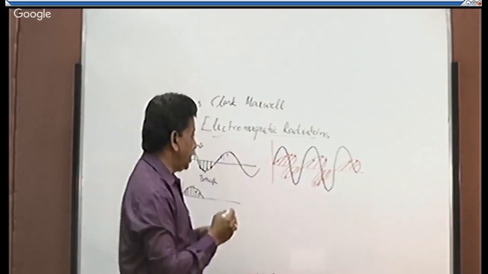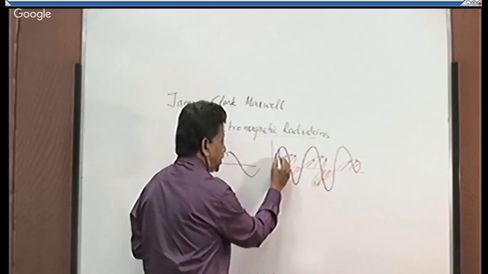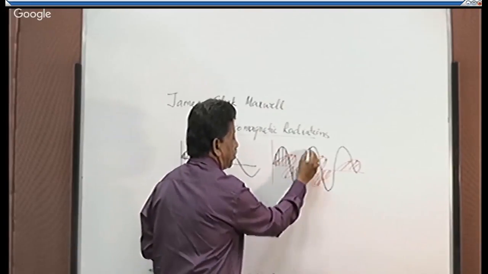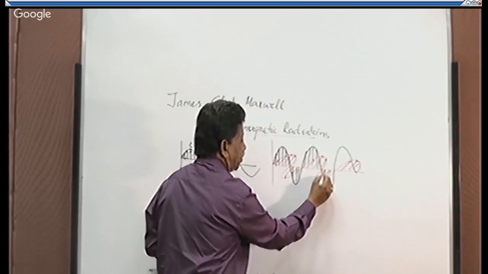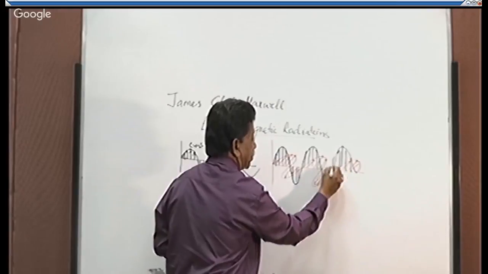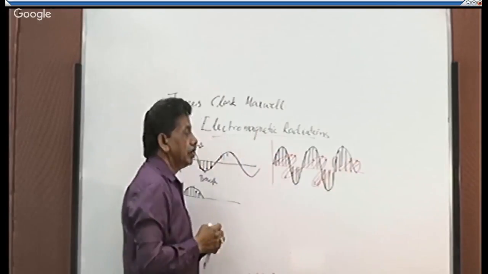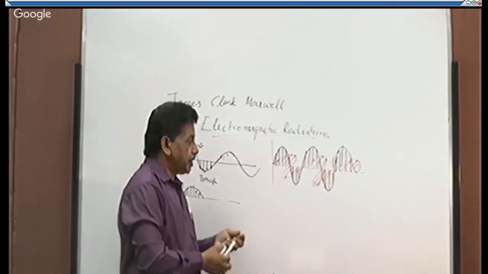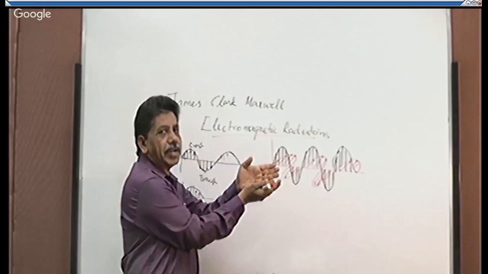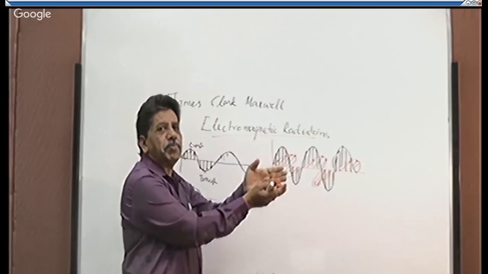I think there won't be any problem in understanding this diagram. It looks somewhat complicated, but it is not complicated at all. So one set of wave is in the vertical direction. The other set of wave is in the horizontal direction. Both of them move together.